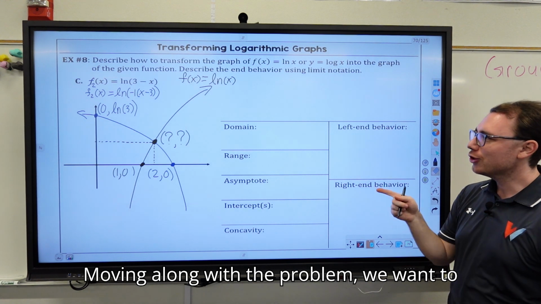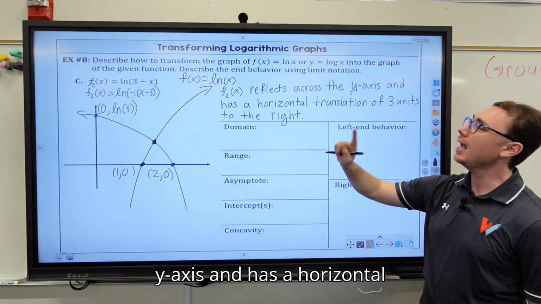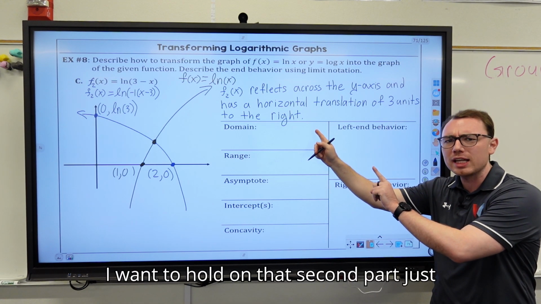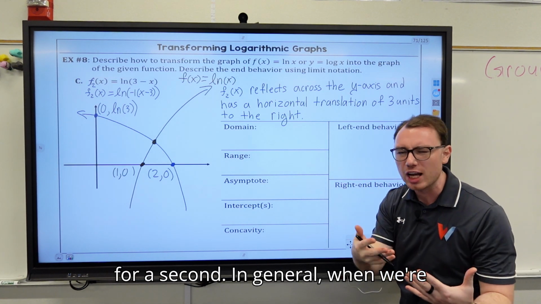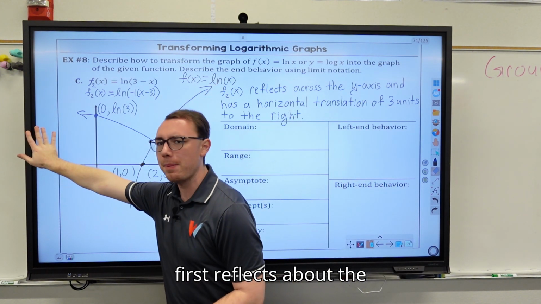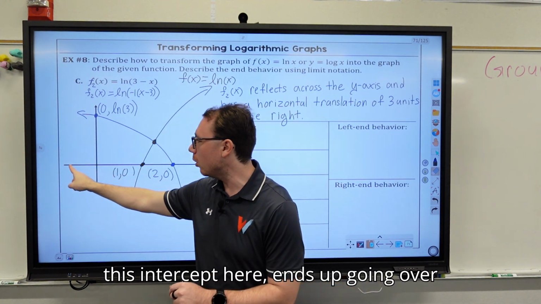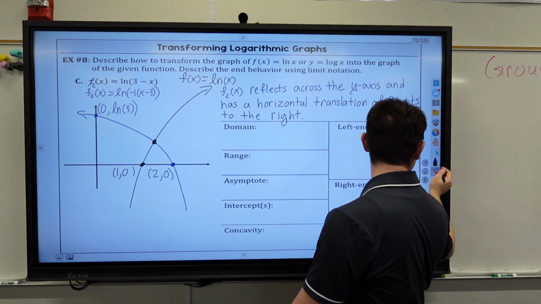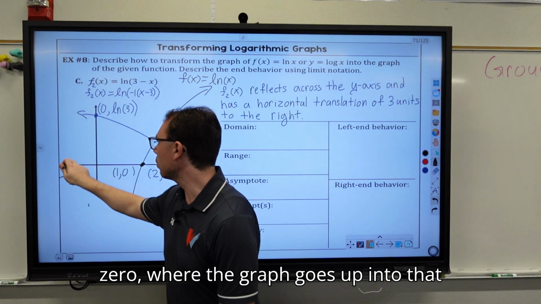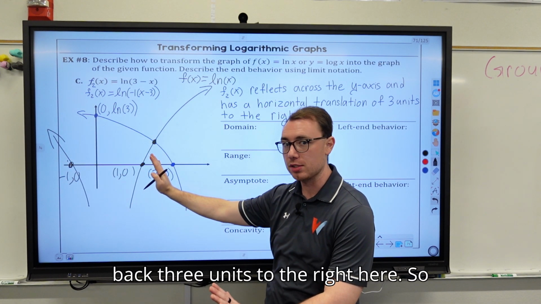Moving along with the problem, we want to describe the transformation of f2 of x, where it reflects across the y-axis and has a horizontal translation of 3 units to the right. I want to hold on that second part for a second. In general, when we're looking at the parent function, it first reflects about the y-axis. So this intercept ends up going over here at (-1, 0), where the graph goes up in that direction, and then it gets pulled back 3 units to the right.